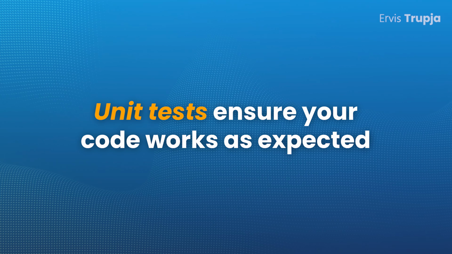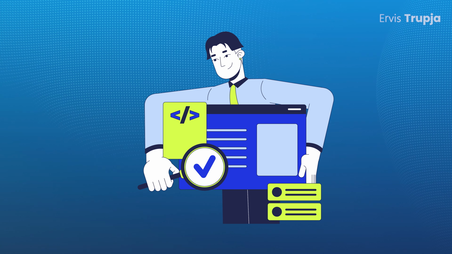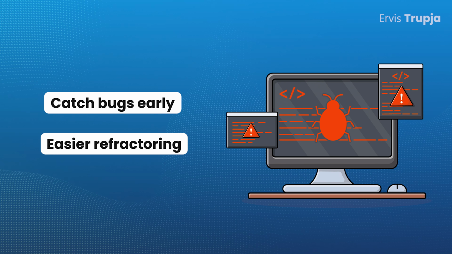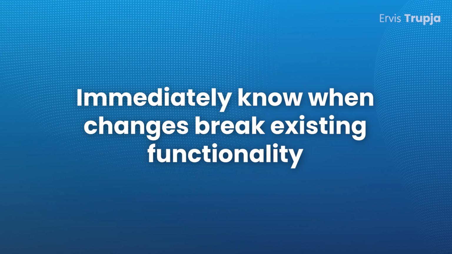Unit tests ensure your code works as expected by testing small pieces of functionality in isolation. They catch bugs early in development and make refactoring easier because you immediately know when changes break existing functionality.